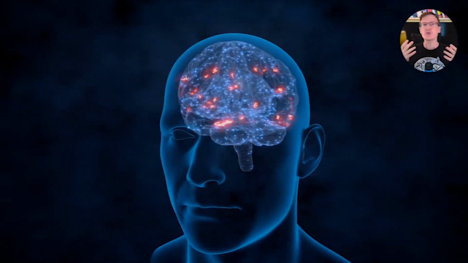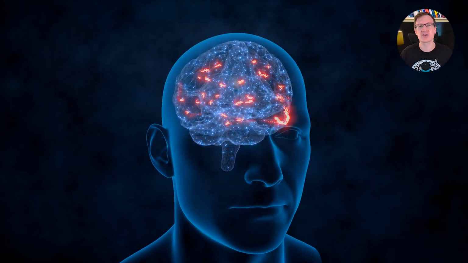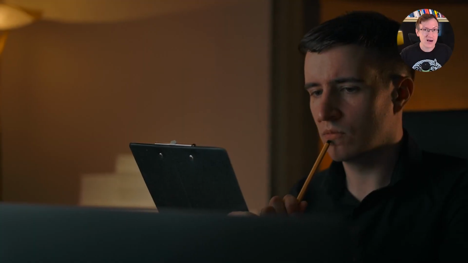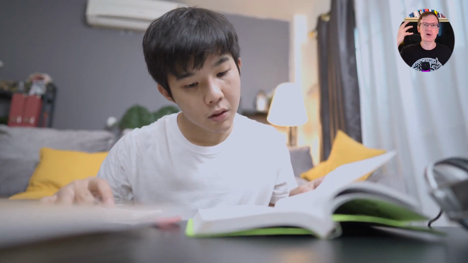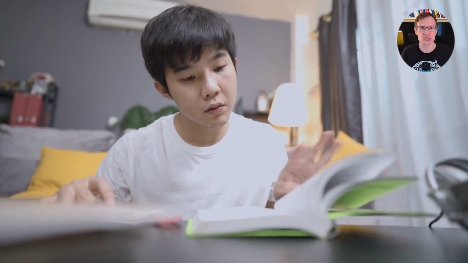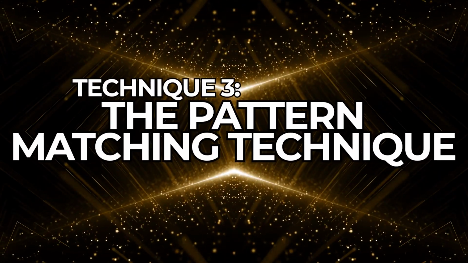The point here is simply to make it as simple for your brain to process as possible. Give your brain as little as possible to process at once, and over time, you'll get better and faster at processing larger and more complex pieces of information. Which leads us right into our third technique on this list, the pattern matching technique.